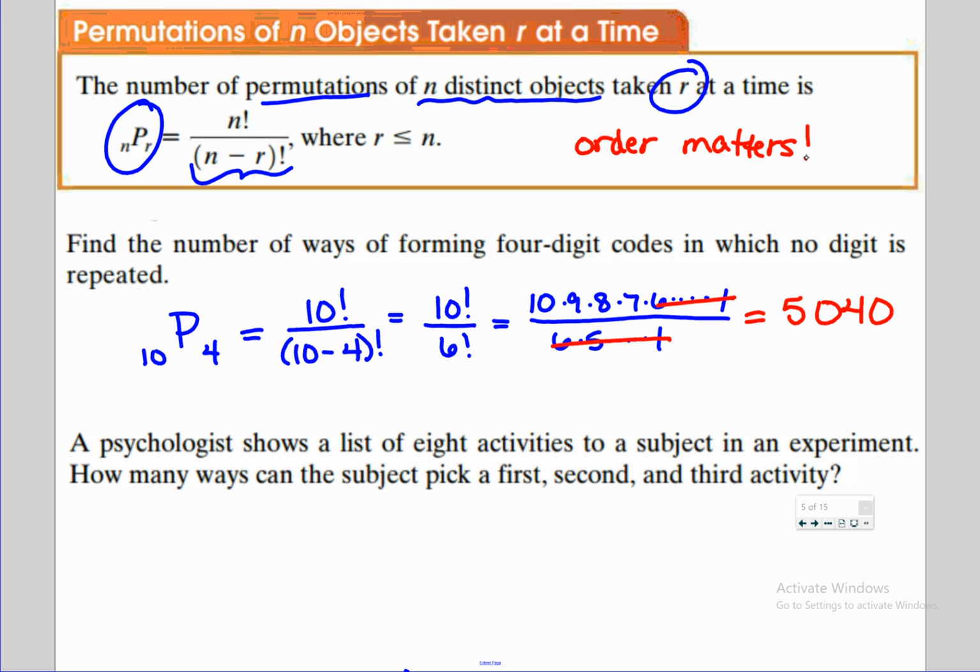All right, the one below it: a psychologist shows a list of 8 activities to a subject in an experiment. How many ways can the subject pick a first, a second, and a third activity? So again, order matters here because one activity is first, one activity must be second, and one activity must be third. They're positioned a certain way. So how many are we choosing from? What's our n? 8. And how many are we choosing out of the 8? 3. Okay, so try that one with your calculator, maybe.